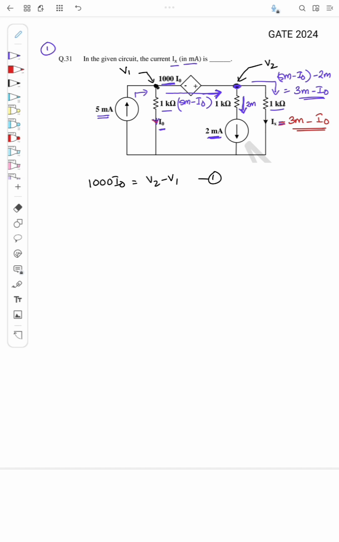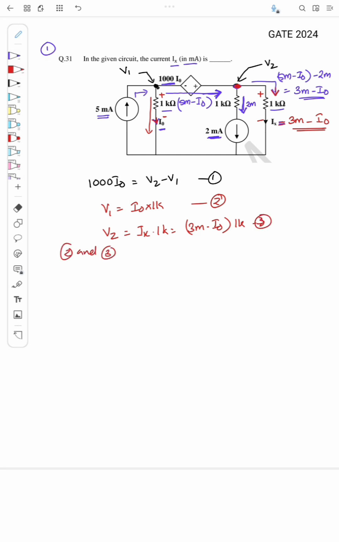Okay, so here since the current I naught is flowing like this, so there will be a voltage drop like this across the resistance, which is equal to V1, right? So from the circuit, V1 I can write as the voltage across 1K, which is I naught into 1K, right? And similarly V2 is the voltage across this resistor 1K, right? So current is flowing from top to bottom, so there will be a voltage drop like this. So V2 I can write as the current Ix into 1K, or 3 milli minus I naught into 1K, right? So this is equation 2, equation 3. So I will substitute 2 and 3 in 1.